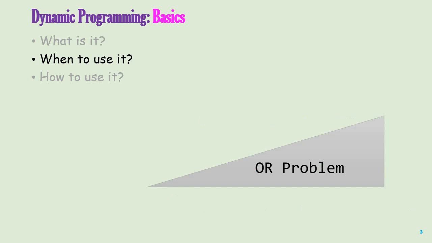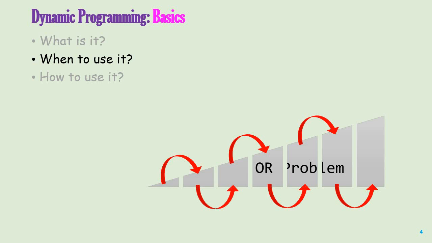Now let us see when we can use this dynamic programming or the recursive approach. When you have an OR problem, and you realize that this problem can be broken down as a sequence of interrelated decision-making problems, then you can use dynamic programming. This sequence of interrelated problems should have a unique structure. Now, what is that structure?